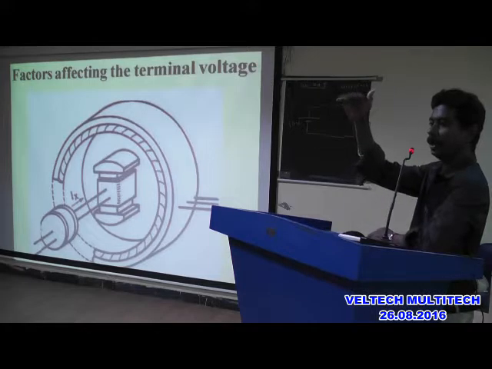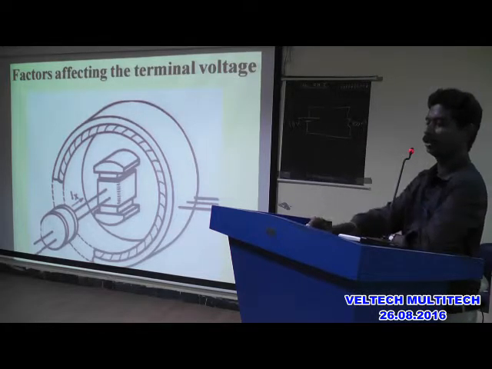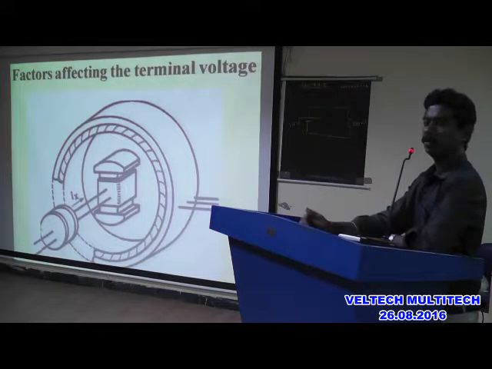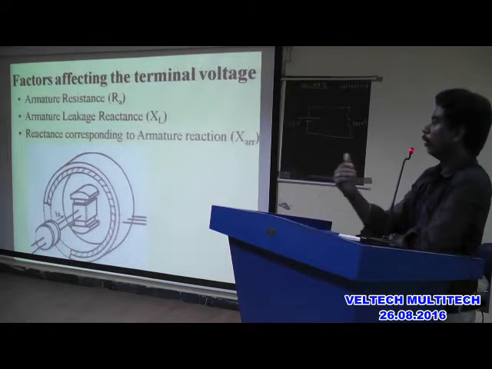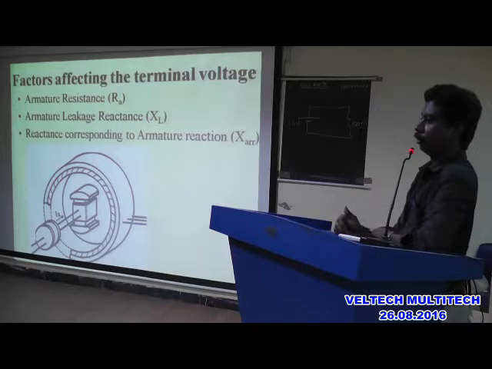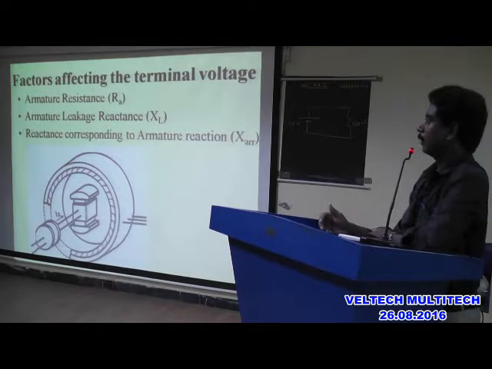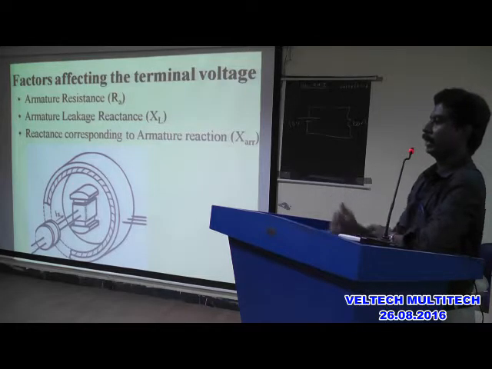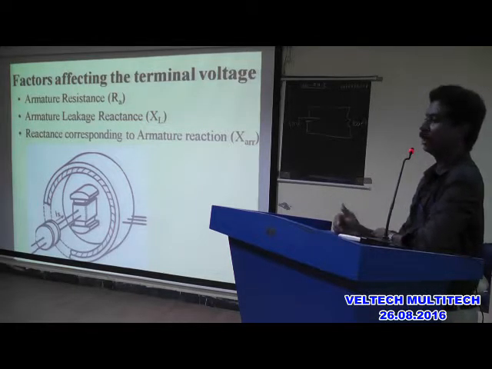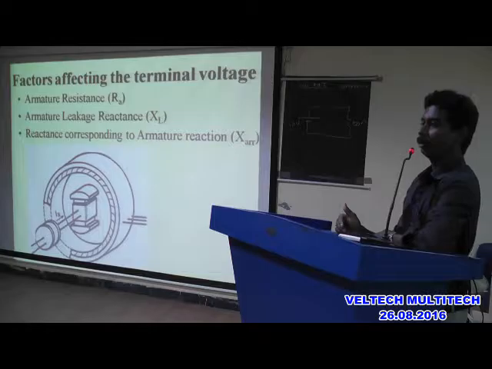Okay, no load it will be high, full load it is decreasing. That difference is called voltage regulation, the change in terminal voltage from no load to full load. So now what are the factors affecting the terminal voltage? One is armature resistance, another is leakage reactance, and the third is armature reaction reactance. These three factors affect the terminal voltage of the alternator.